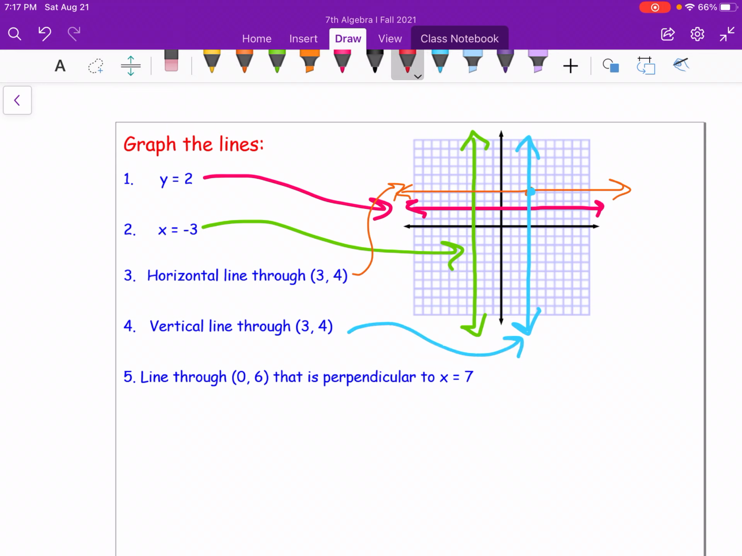And then a line through (0, 6). I'm going to put that point there. That's on the y-axis. That is perpendicular to x equals 7. Well, the line x equals 7 would be a vertical line. So the perpendicular line would be horizontal.